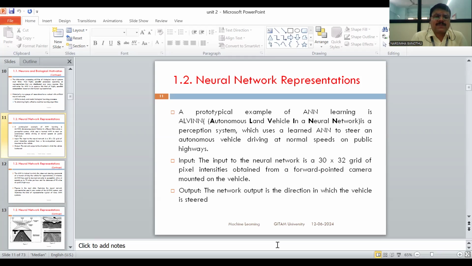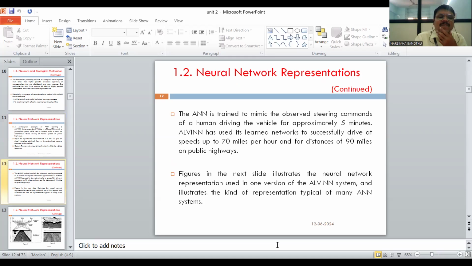See the input of this. We can observe here the input. The input for the network is a 30 by 32 grid of optical intensities obtained from a forward pointed, mounted camera. We can observe here the output also. The network output is the direction in which the vehicle is steered. The artificial neural network is trying to mimic the observed steering commands of a human driving the vehicle for approximately 5 minutes.